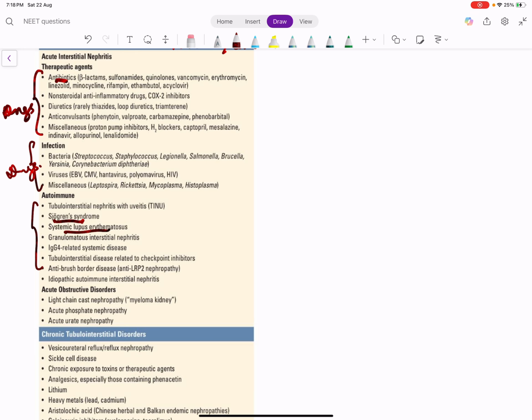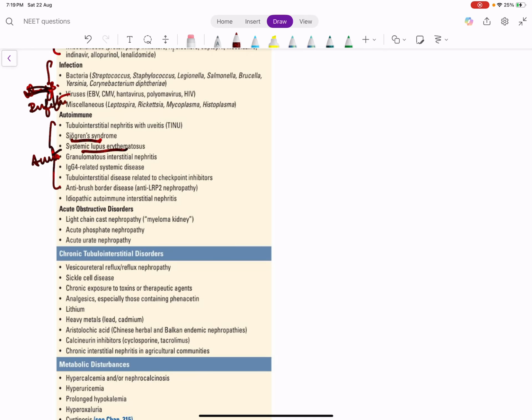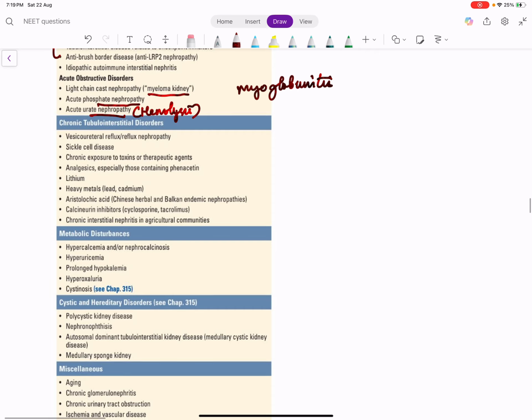So drugs, infection, and autoimmune diseases can cause it. Now see the last one. Tubule is nothing but a tube, so anything can deposit there. Myeloma kidney, acute phosphate nephropathy, urate nephropathy, that is hemolysis, myoglobinuria. It's also an acute tubular disease. This also we had discussed in the initial table.